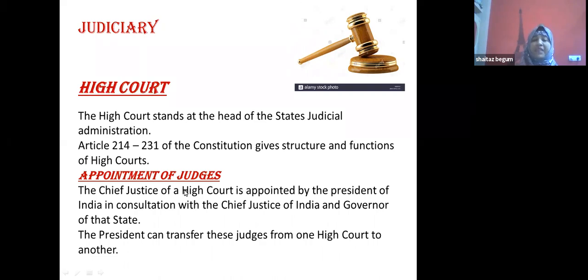Appointment of judges. The Chief Justice of a High Court is appointed by the President of India in consultation with the Chief Justice of India and the Governor of the state. And because the President is the appointing authority, he has the right to transfer these judges from one High Court to another. Telangana High Court here.